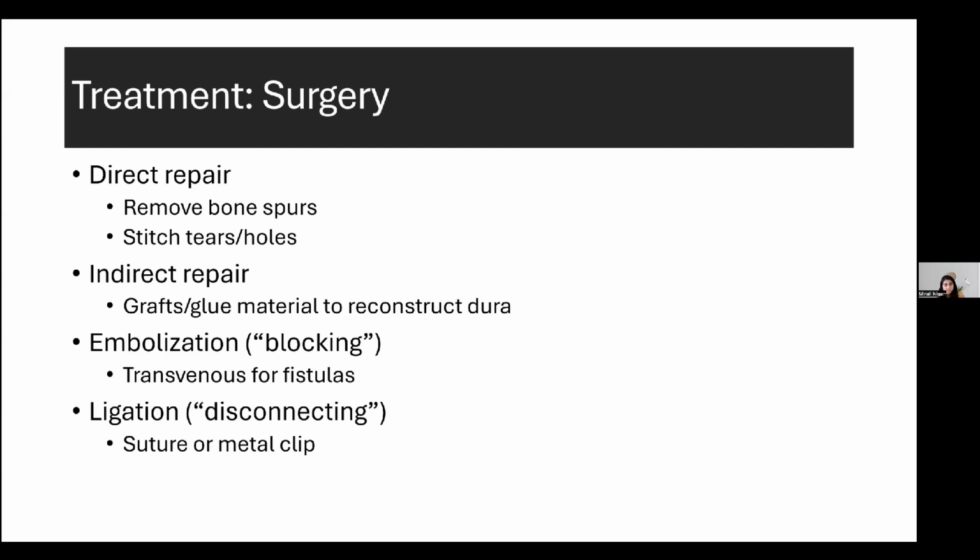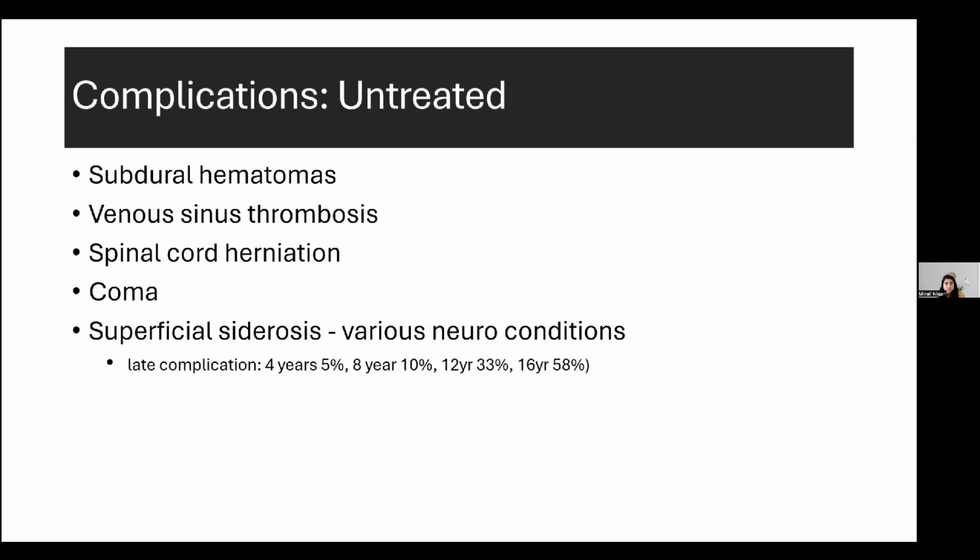For fistulas specifically, they can embolize the fistula, basically block the abnormal connection. And then they can also put in sutures or metal clips to help disconnect the abnormal connection as well. It's important to get treatment as early as possible because there are complications that can happen if we leave the CSF leak untreated. So I did mention brain bleeds like subdural hematomas that can evolve over time.